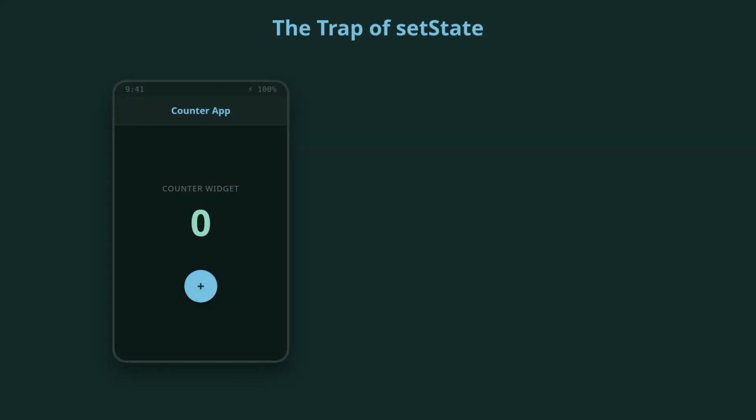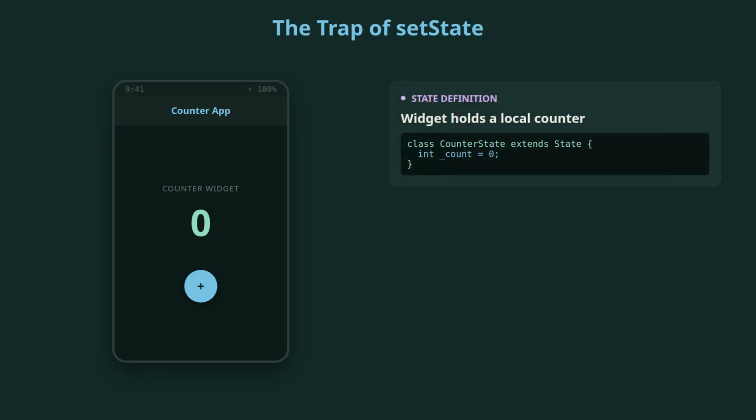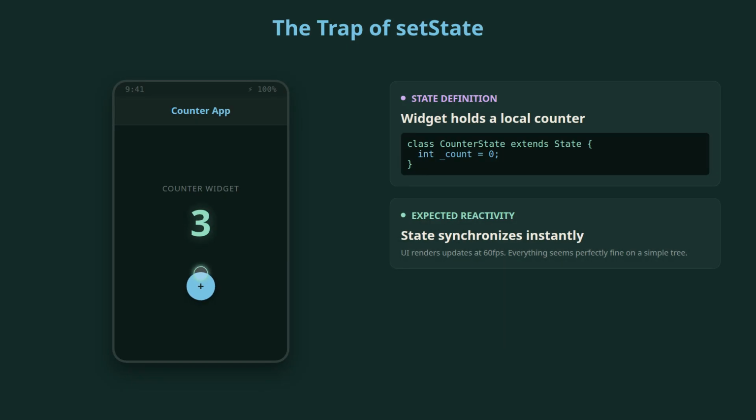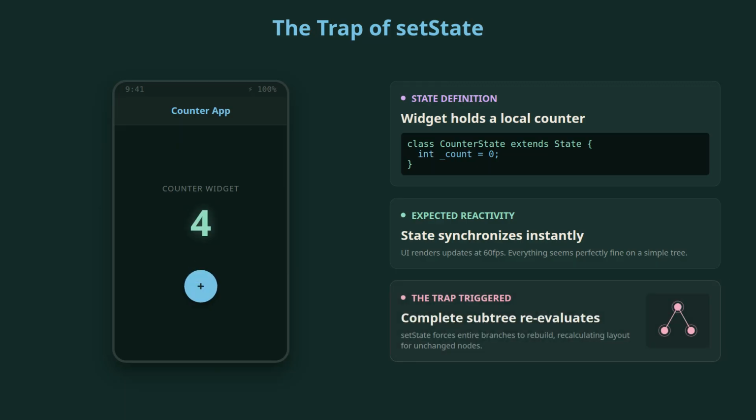You are building a Flutter app, and everything starts simple. You have a single screen, a counter widget, and you call setState. It works perfectly. The framework rebuilds the widget, the screen updates, and you feel like a genius. But then your app grows.